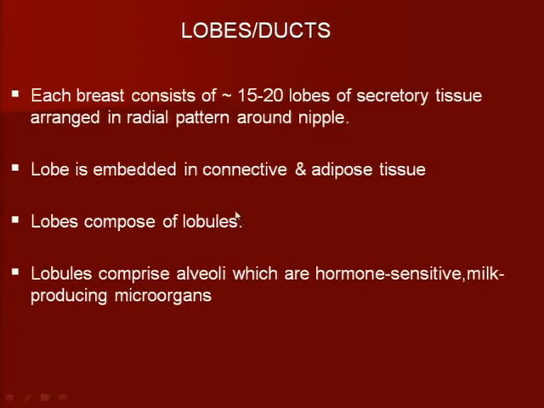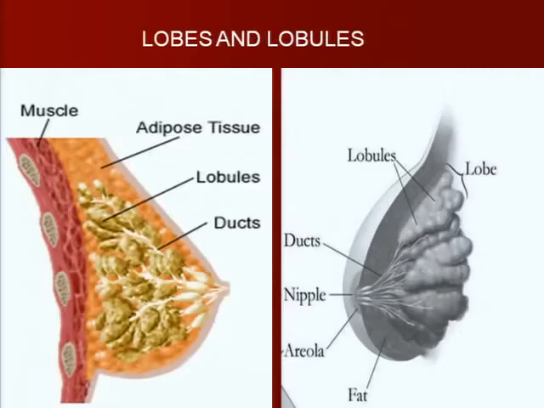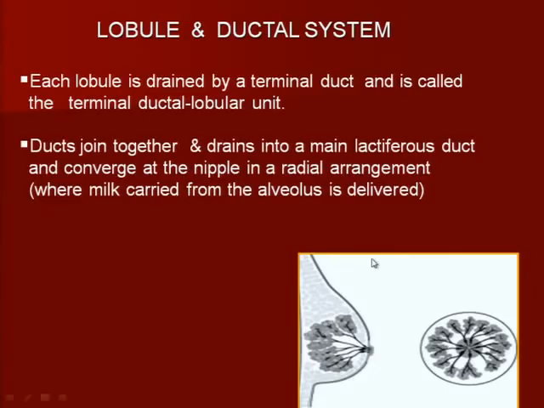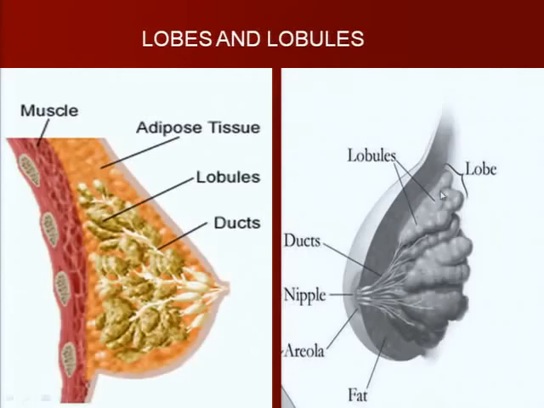Okay, these lobes, you know, there are 15 to 20 lobes, and they're all embedded in connective and adipose tissue. So these are the lobes. If you see this diagram, this is a lobe. Inside there are many lobules. Okay, these lobules are smaller structures inside the major lobe, right? And these lobules also contain alveoli. And the whole lobe and lobules are surrounded by fat and connective tissue, ligaments.